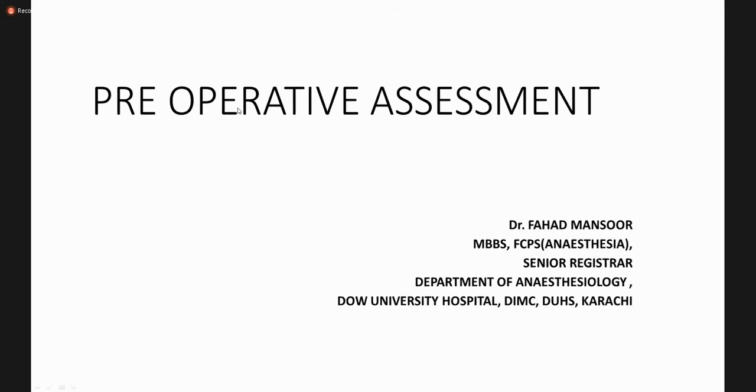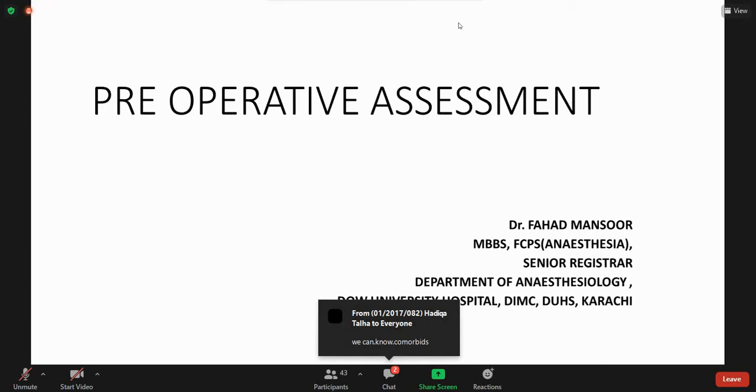Why should we do the pre-operative assessment? What is the advantage of pre-operative assessment? Any one of you can please tell me anything about it. If there is any idea about pre-operative assessment, what is the purpose of doing it? Anyone?